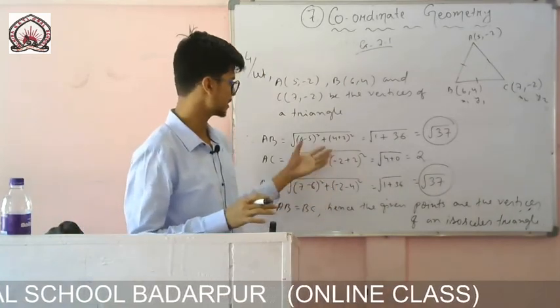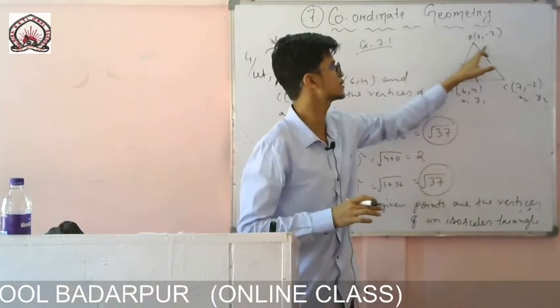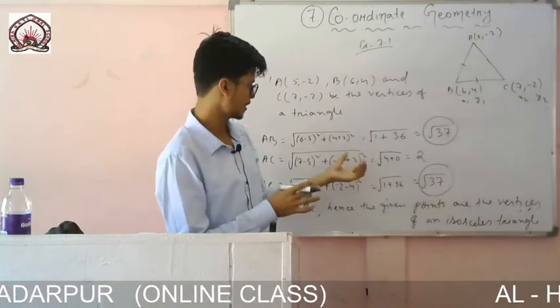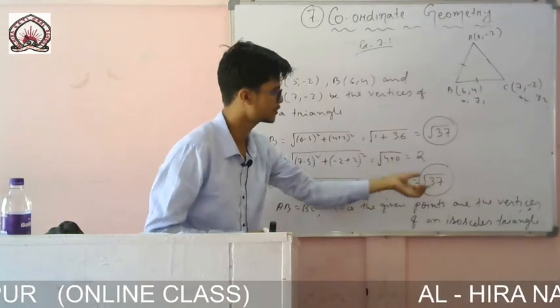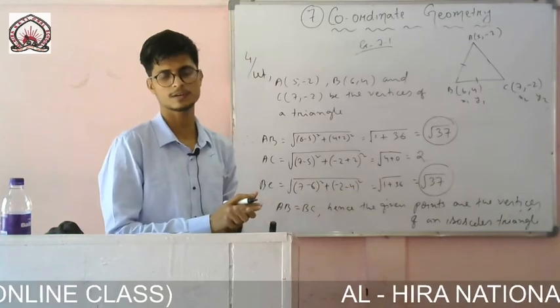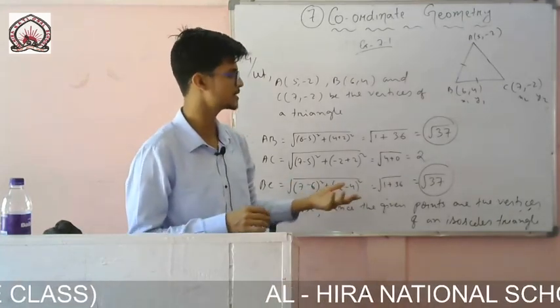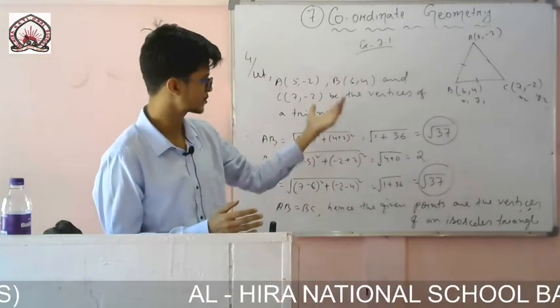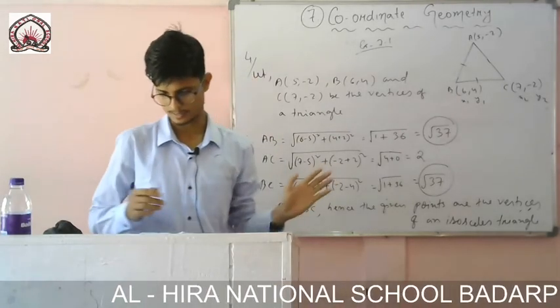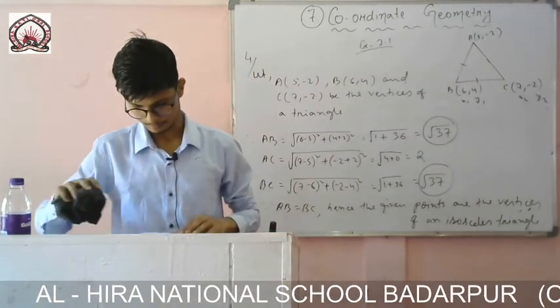So what we have checked: we have just found the distance of each of the three sides. After finding, we got that two sides are equal. We know that in case of a triangle, if two sides are equal, then I can easily say that it is an isosceles triangle. So we have checked that yes, it is an isosceles triangle.